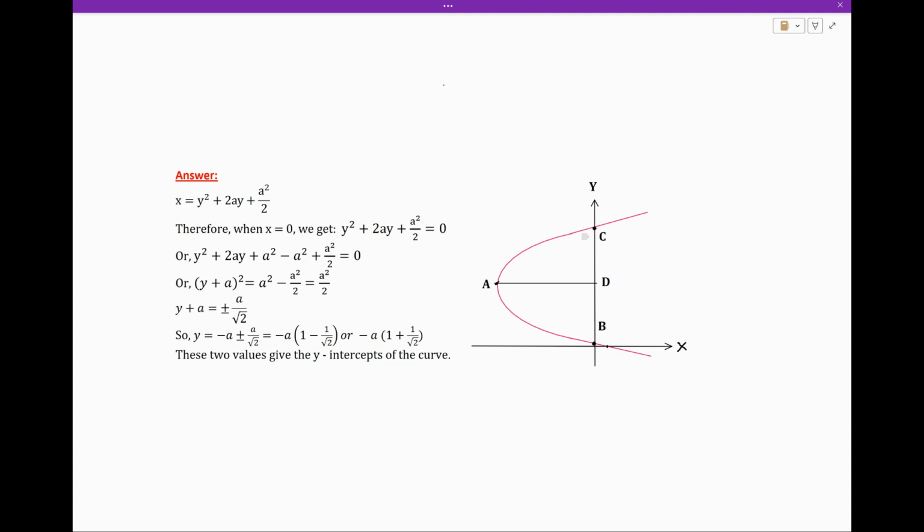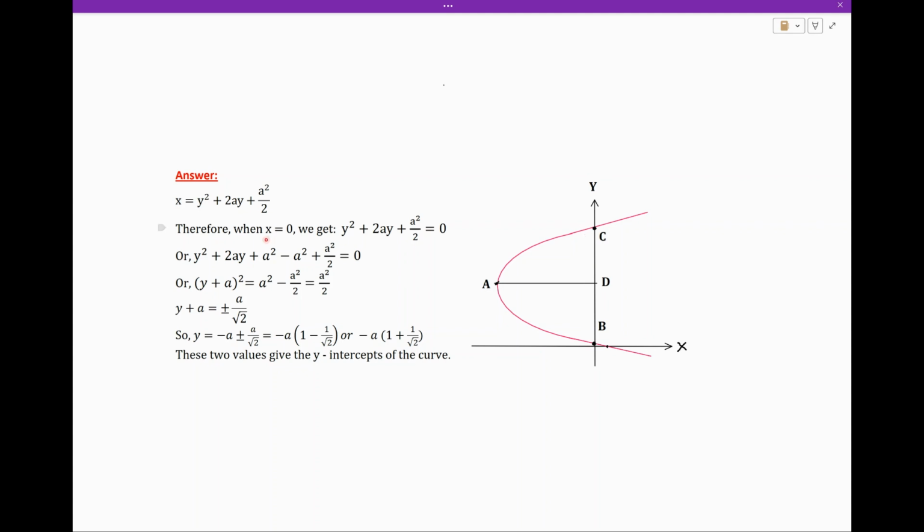So if we equate x to 0 in the given equation, we will get an equation only in y, and that being a quadratic equation will give us two values of y, and those two values will be for B and C. The bigger value of y will be for C, and the smaller value of y will be for B. So let us proceed with the calculation.